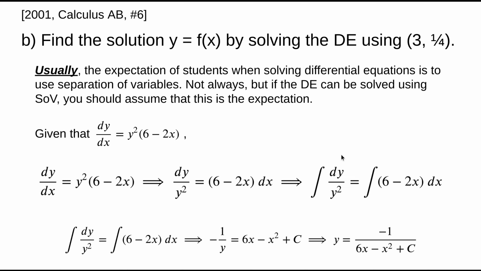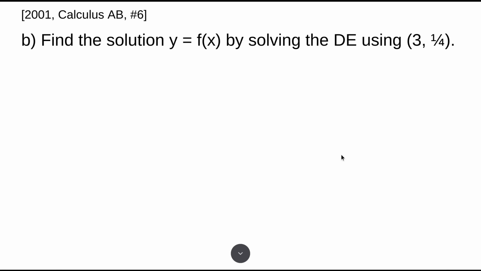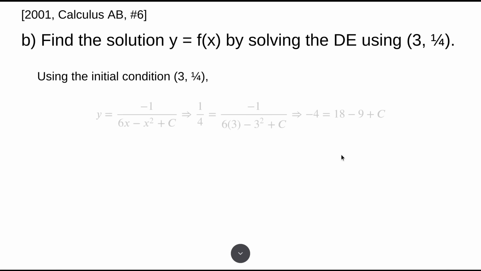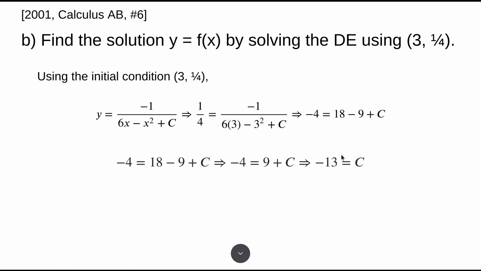At this point, I do need to solve for the constant, and to do this, I would use the initial condition, (3, 1/4). So if I just replace y with 1/4 and x with 3, I can figure out what value of c would make this true. And if I do that, eventually I can work it out where c is -13.